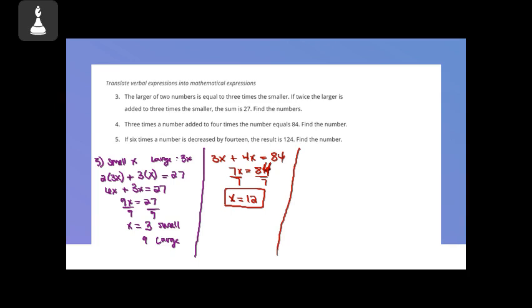Okay, number 5, if 6 times a number, so start with 6 times a number, or 6x, is decreased by 14, you subtract 14, the result is 124, so equals 124. In order to solve this, I'm going to first add 14 to both sides. I get 6x equals 138. And when I divide by 6 on both sides, I get the answer of 23.